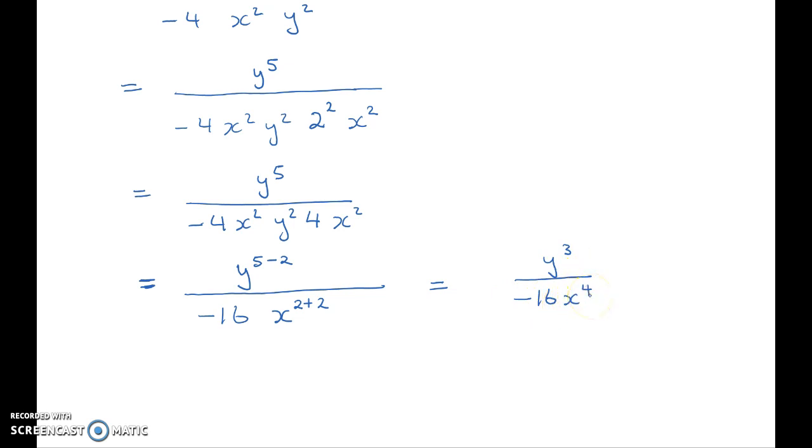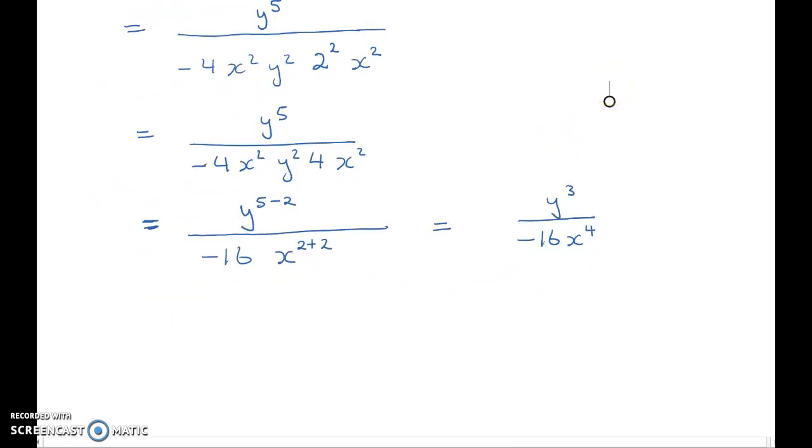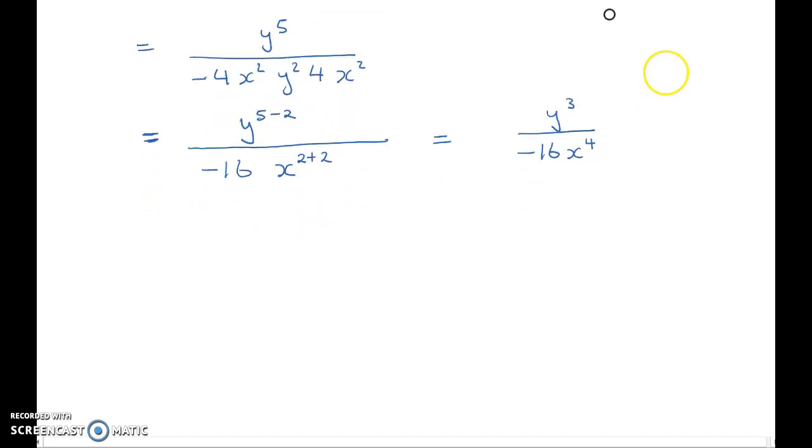Now you have a plus over a minus, so the correct way to write this is just by bringing the minus out in front. So minus y cubed over 16x to the power of 4. Now that's definitely not the only way to do this problem, but it's possibly the easiest way.